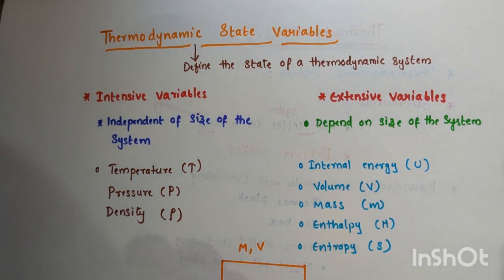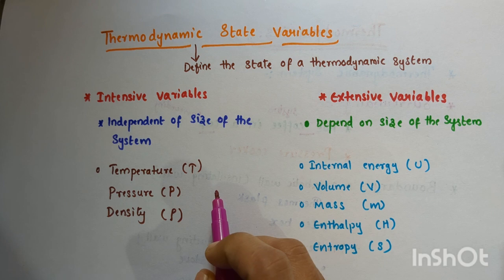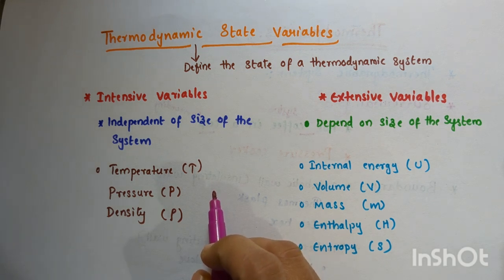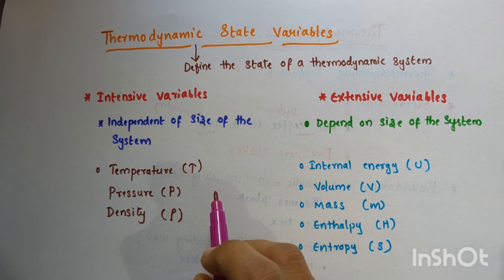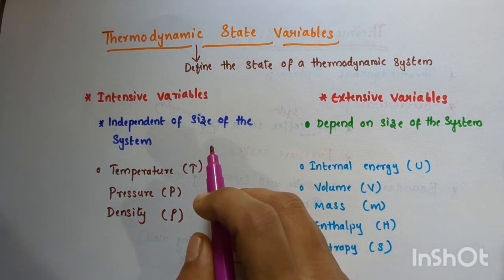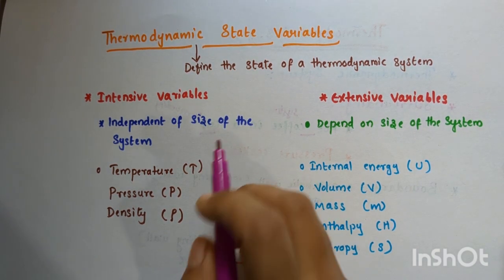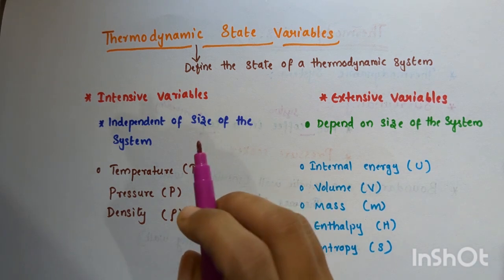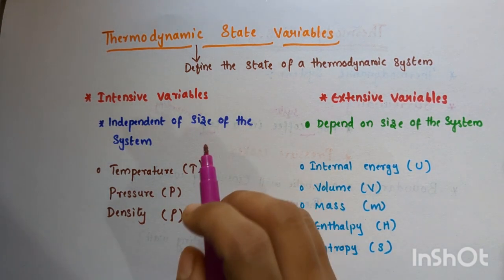Hello everyone. In this video, we are going to discuss thermodynamic state variables from the chapter 11 Thermodynamics, class 11 Physics. We have discussed a few concepts from this chapter in our previous videos which are available in the playlist. So, thermodynamic state variables are the physical quantities that define the state of a thermodynamic system in equilibrium. These variables provide a complete description of the system's properties and behavior.